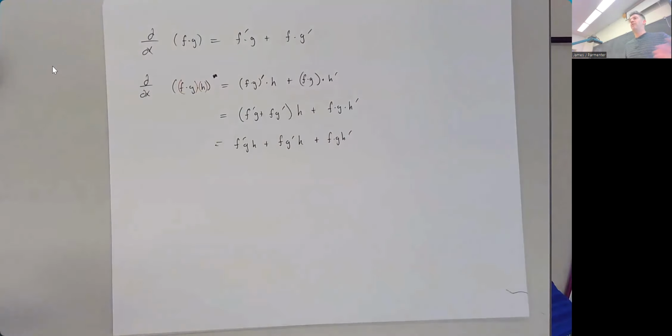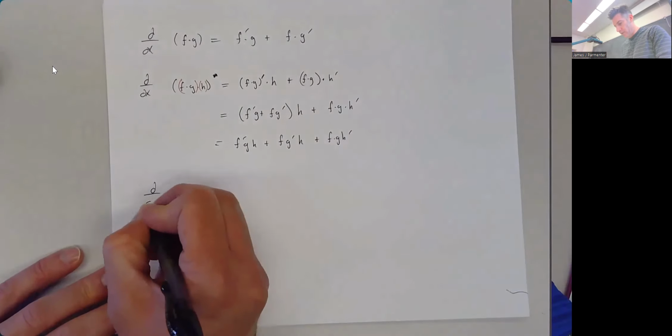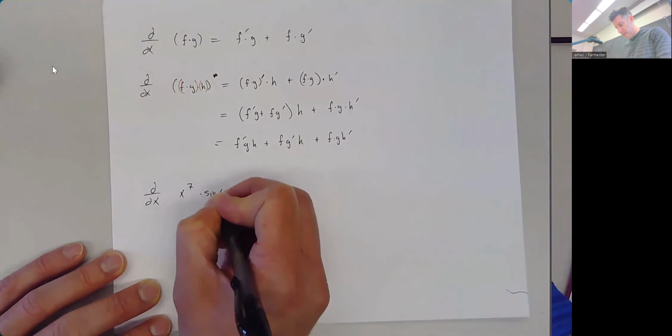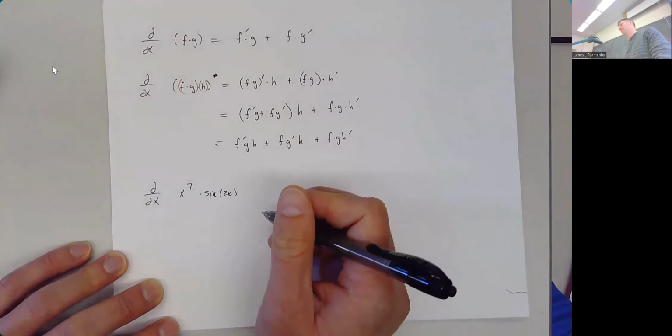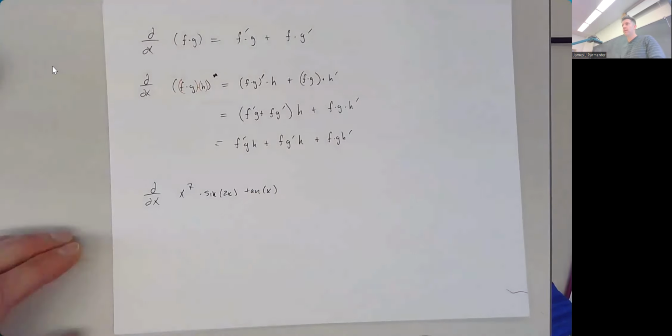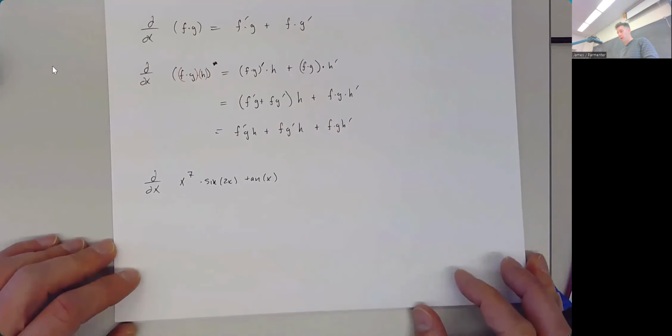The point of this is not that you really ever have to, but someone could ask you a triple product question. For example, I could say, what's the derivative of x to the 7th times sine of 2x times tangent of x? And here I'd have to use a triple product.